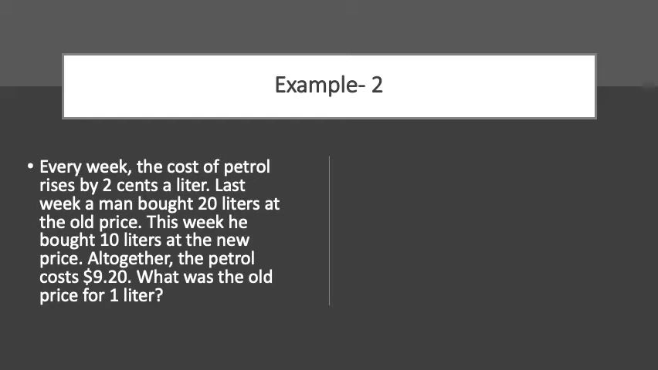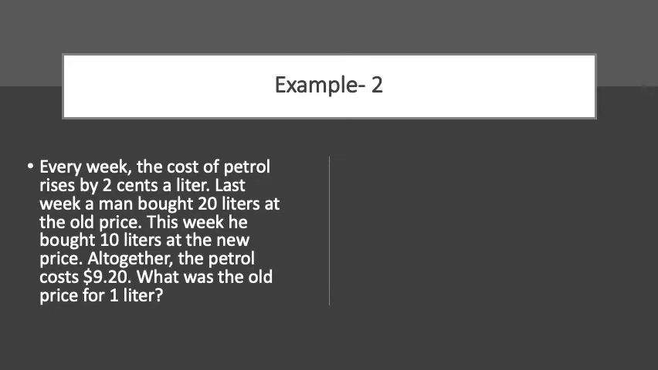First thing to do here, as usual, is read the question and try to understand it. You can pause the video for a few minutes to get a better understanding, then press play to continue. The cost of petrol rises by 2 cents a litre. This means if you buy petrol this week, when you come back the following week, the price would have increased by 2 cents. Last week, a man bought 20 litres at the old price.